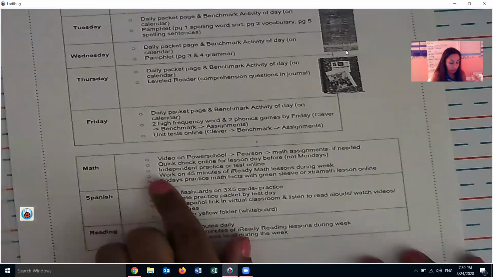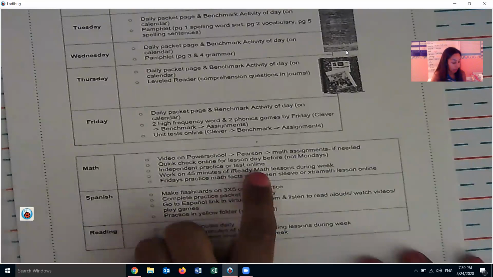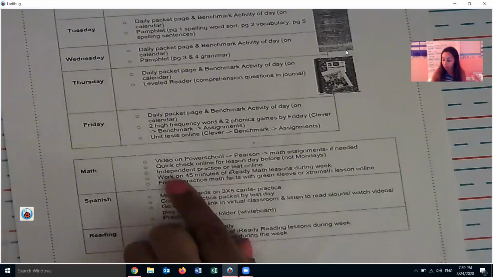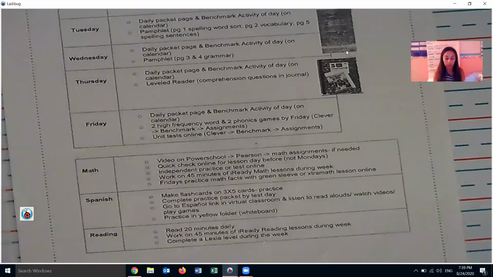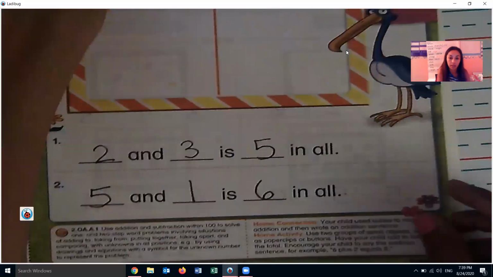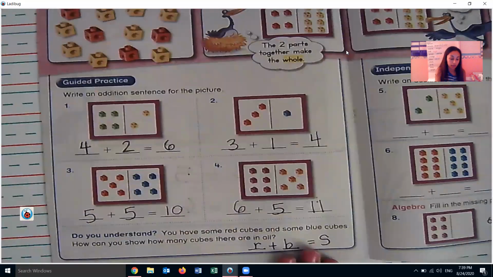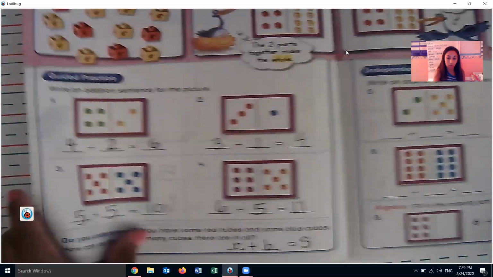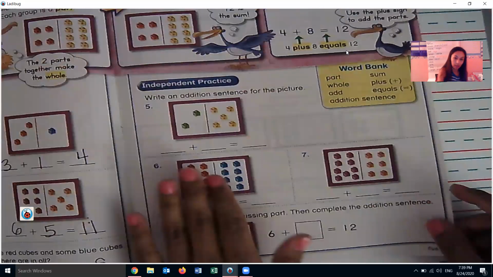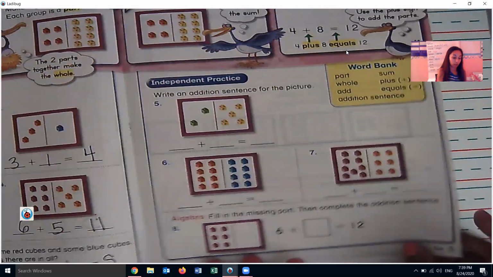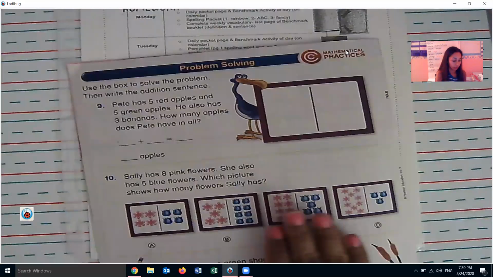Independent practice or test online. So we're not on testing just yet. We're just doing independent practice. So that would be in this sheet. So today we went over the guided practice. We went over, sorry for the blurry, we went over the guided practice. So your job is to do the independent practice and the problem solving on your own.